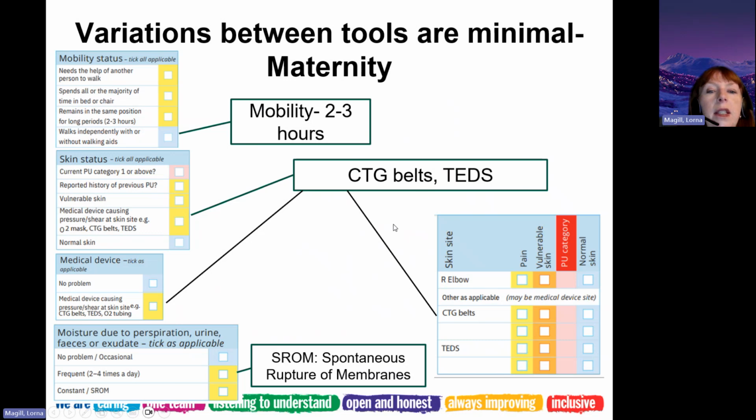They have included CTG belts, which relates to the fetal monitoring devices which may be used, and under moisture they have also included rupture of the membranes leading to increased moisture damage in that area.